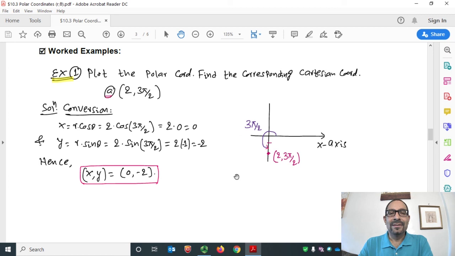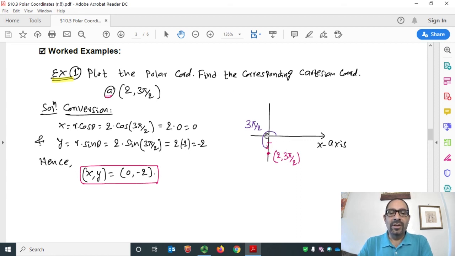Example 1. First, let's plot the polar coordinates and find the corresponding Cartesian coordinate. The given coordinate is 2, 3 pi over 2. So here r equals 2, theta equals 3 pi over 2. Let's begin the solution. If you plot this point using r and theta, first let's plot theta here. Theta is 3 pi over 2. It's here, and go r equals 2 units, 1 unit, 2 units. So that's the point.